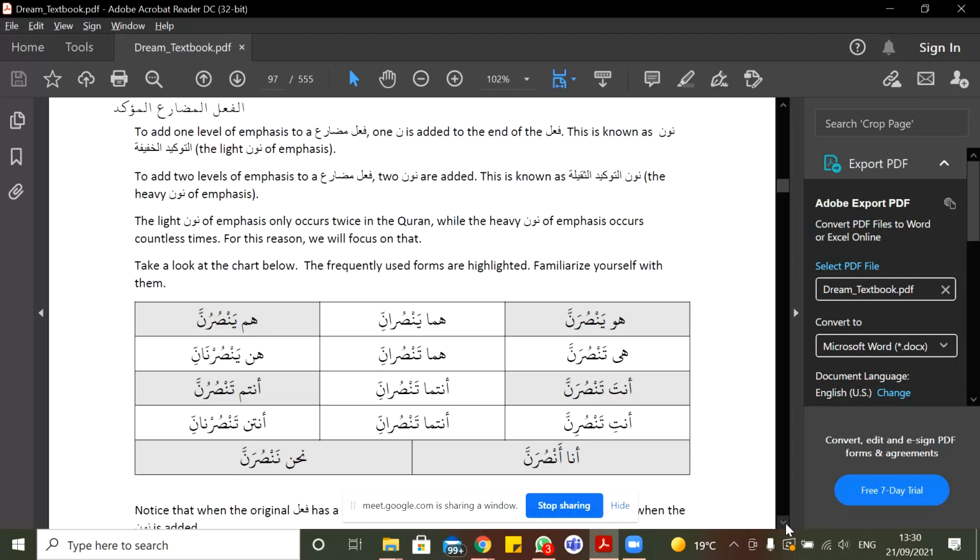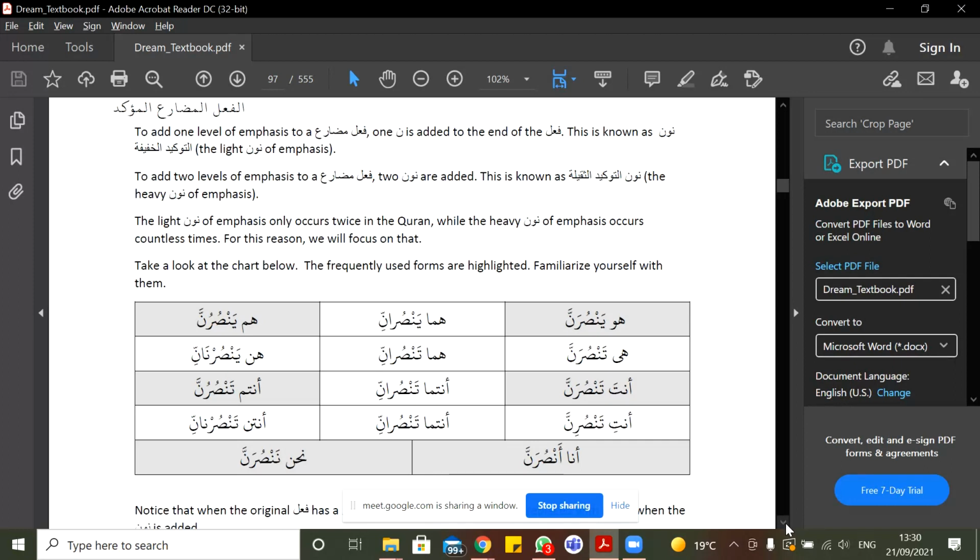Huwa yansuru, huwa yansuranna, huma yansurani, huma yansurani, hum yansuruna, hum yansurunna. Okay, stop here.